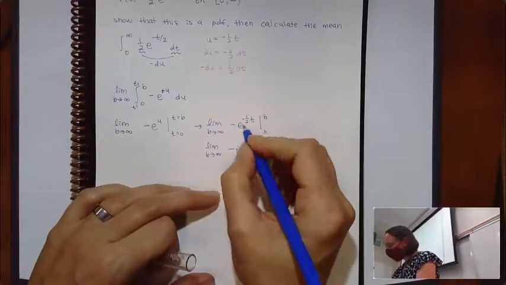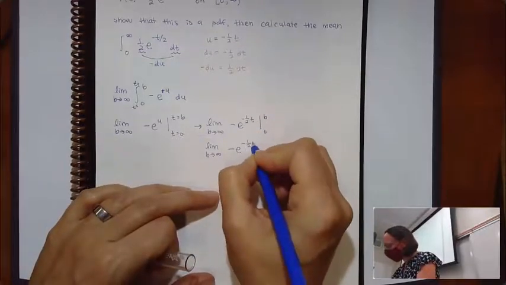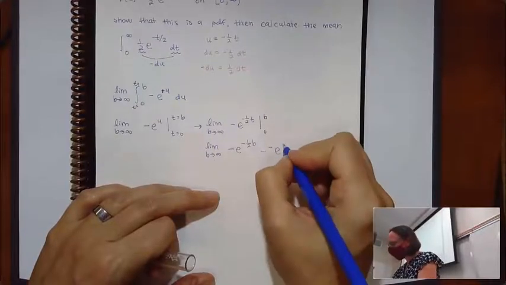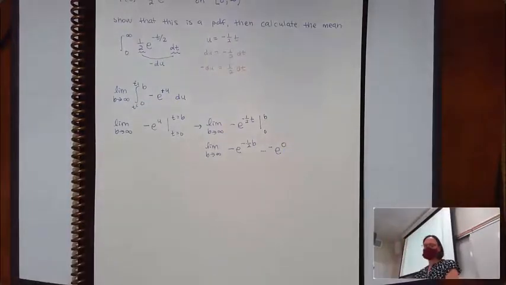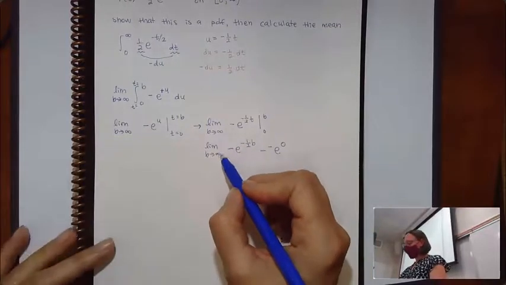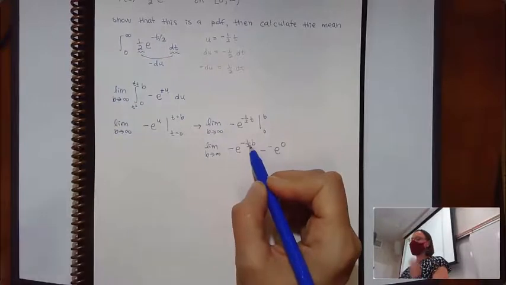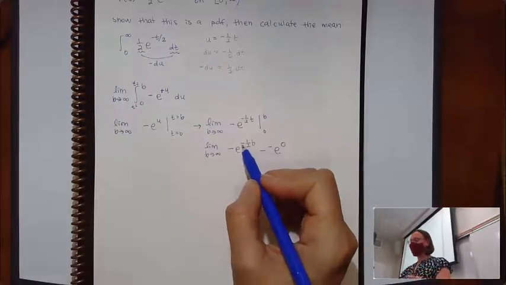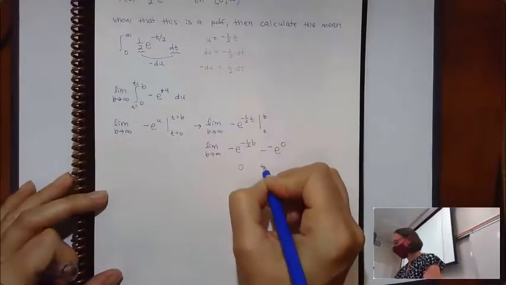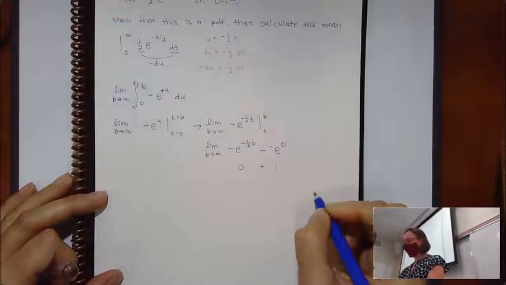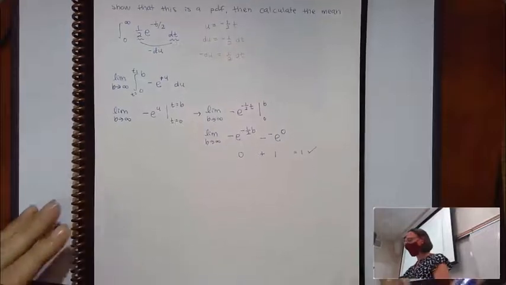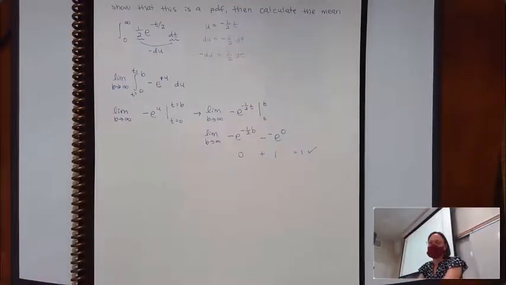Or negative e to the negative 1/2 b minus negative e to the 0. Well, this first part in terms of the limit, when I plug in infinity, infinity times 1/2 is still infinity, but then it's negative. And so e to the negative infinity goes to 0. Minus and minus makes that plus. So it is, in fact, a probability density function. Yay, we win.